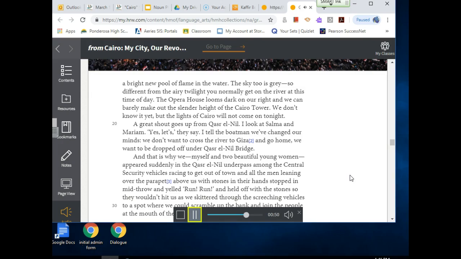Central Security vehicles racing to get out of town, and all the men leaning over the parapet above us with stones in their hands stopped in mid-throw and yelled, "Run! Run!" and held off with the stones so they wouldn't hit us as we skittered through the screeching vehicles to a spot where we could scramble up the bank and join the people at the mouth of the bridge.